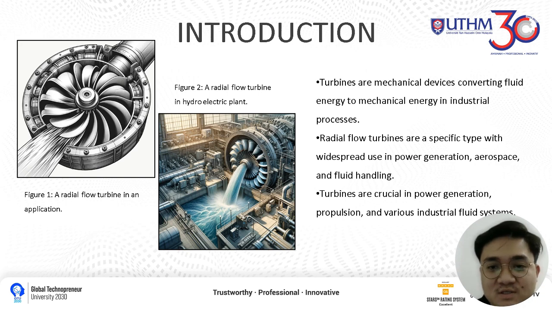So this is the introduction. Firstly, turbines are mechanical devices converting fluid energy to mechanical energy in industrial processes. Second, radial flow turbines are a specific type with widespread use in power generation, aerospace and fluid handling. Also, turbines are crucial in power generation, propulsion and various industrial fluid systems, as you can see from figure 1 and figure 2.